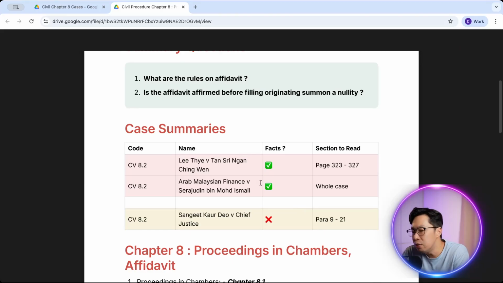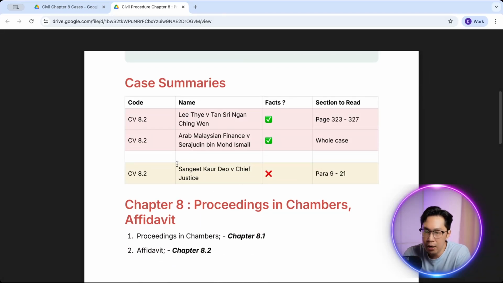Not really, because if you really read the case and we read the case together, it seems the judge kind of differentiates the facts. And I have also given you this yellow color case, which is less important, Sangjit Kaur Dior, which is para 9 to 21. It's a case you can use to illustrate and help your articulation when it comes to questions involving affidavit.